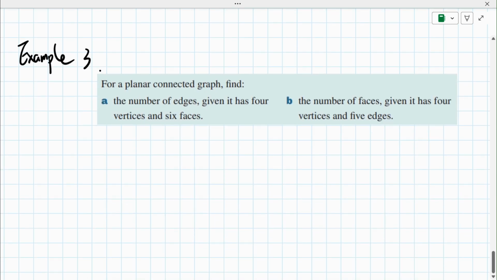And example 3, I want you to have a look, by the way. Sorry, I forgot to say. You're going to see some questions like that, but we're going to do this one during class time.